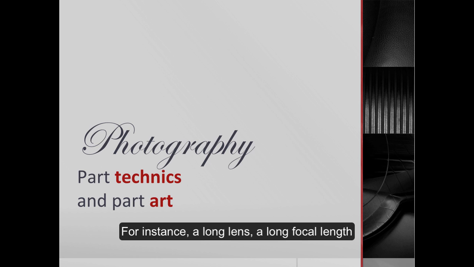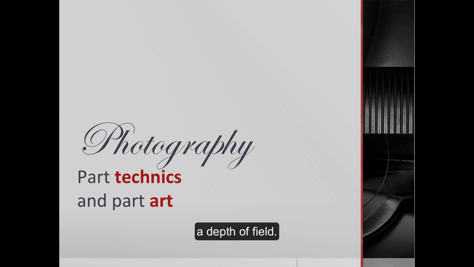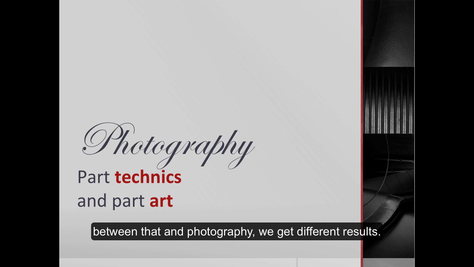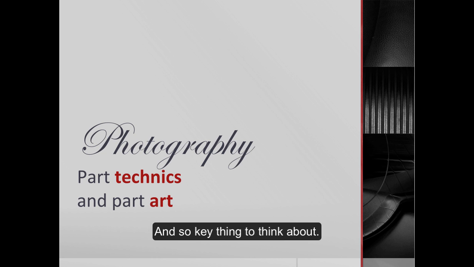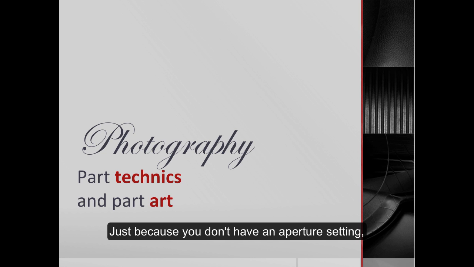For instance, a long lens, a long focal length reduces the distance from the subject and thus provides a shallow depth of field. Again, I showed you some examples that had a very large focal length and that also achieved a depth of field. So technique and art, between that and photography, we get different results. And so the key thing to think about: just because you don't have an aperture setting, you might have a longer lens that provides a more flattened perspective, which makes a narrow depth of field much more prominent than walking closer to the subject and using a lens with a normal focal length. So a lot of ways that you can play around with your depth of field.